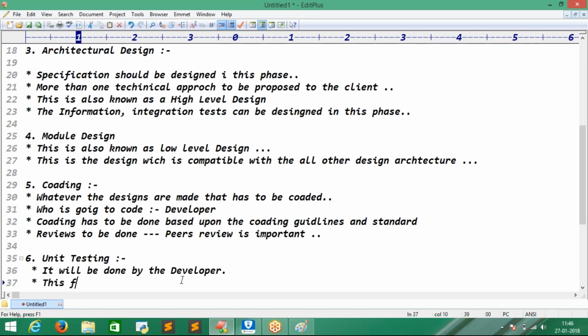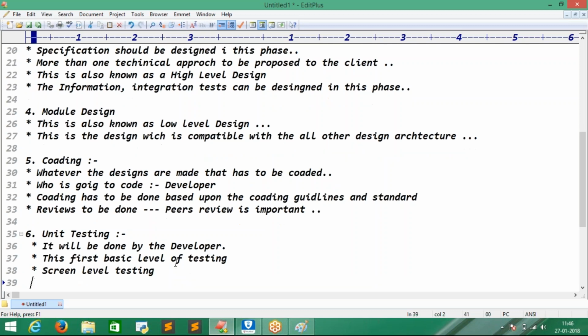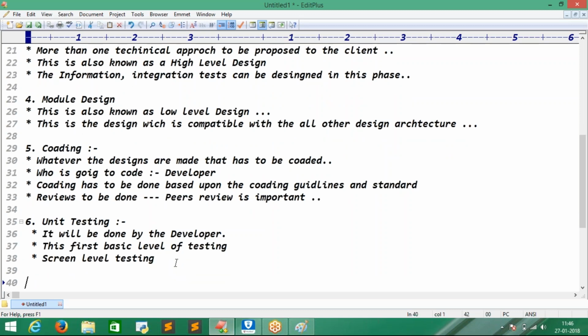This is the first basic level of testing. When I say first basic level of testing, whatever the developer has developed, they verify whether it is working or not on the screen. That means screen level verification, screen level testing. This first screen level testing should be done by the developer, and this first basic level of testing is unit testing.